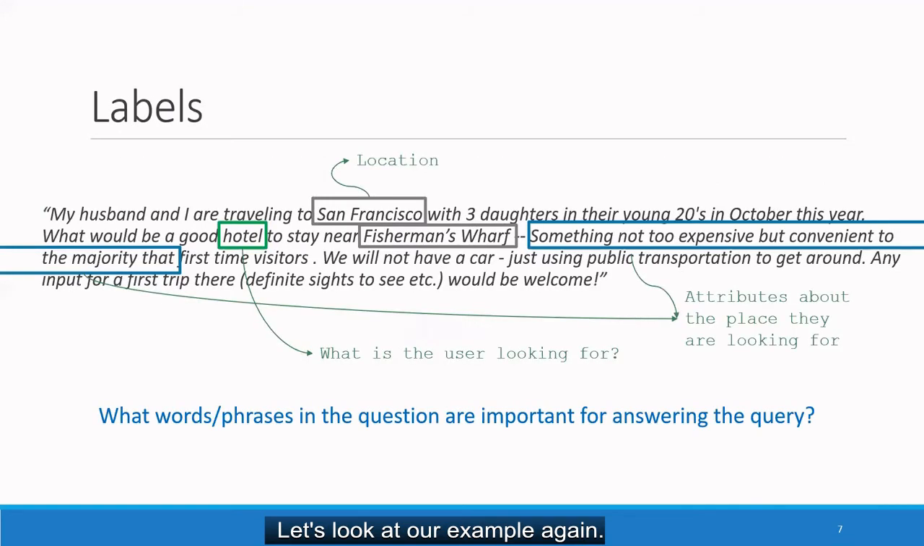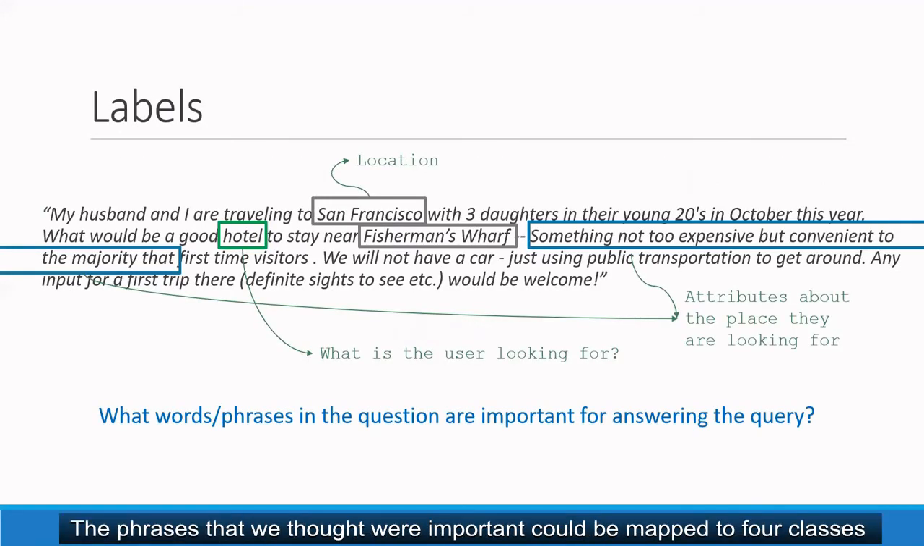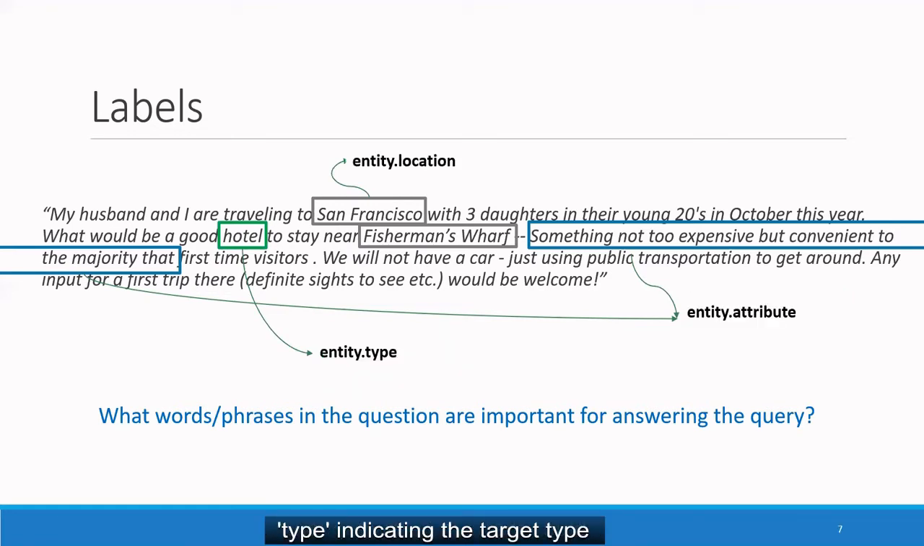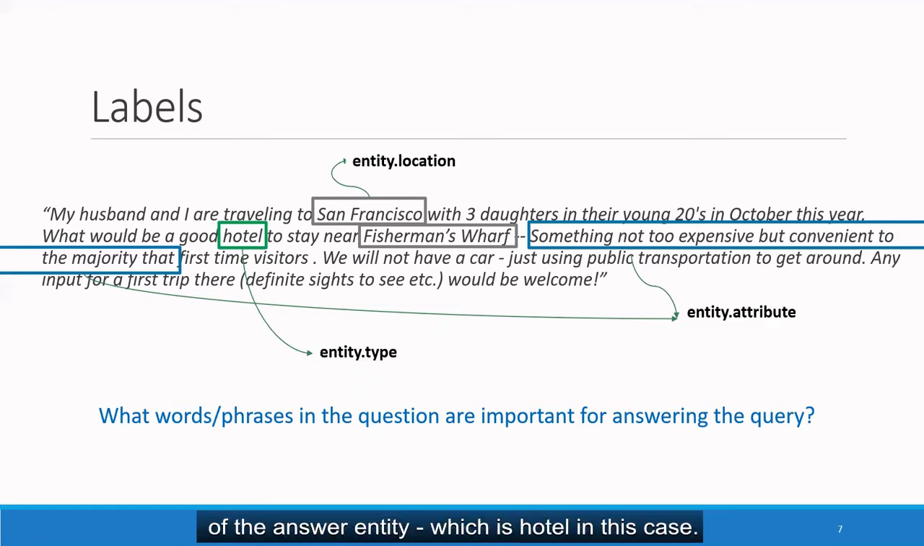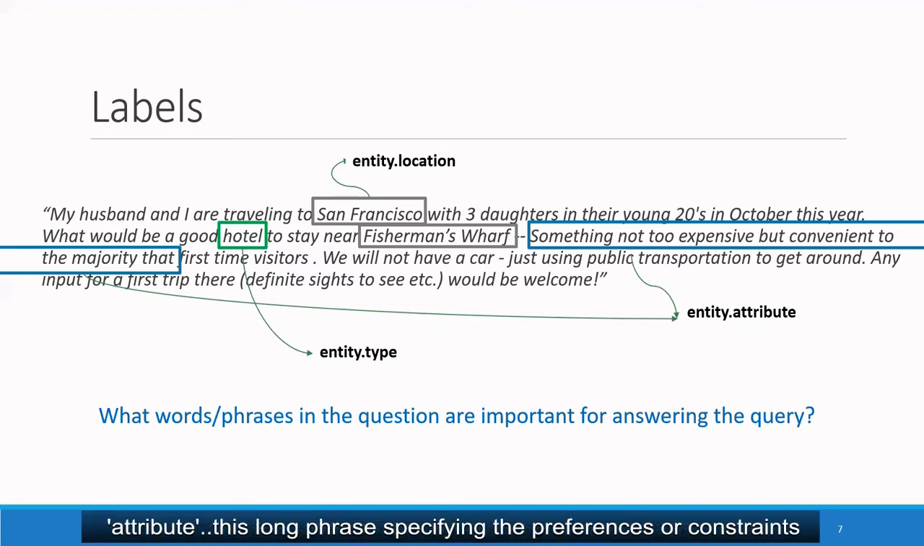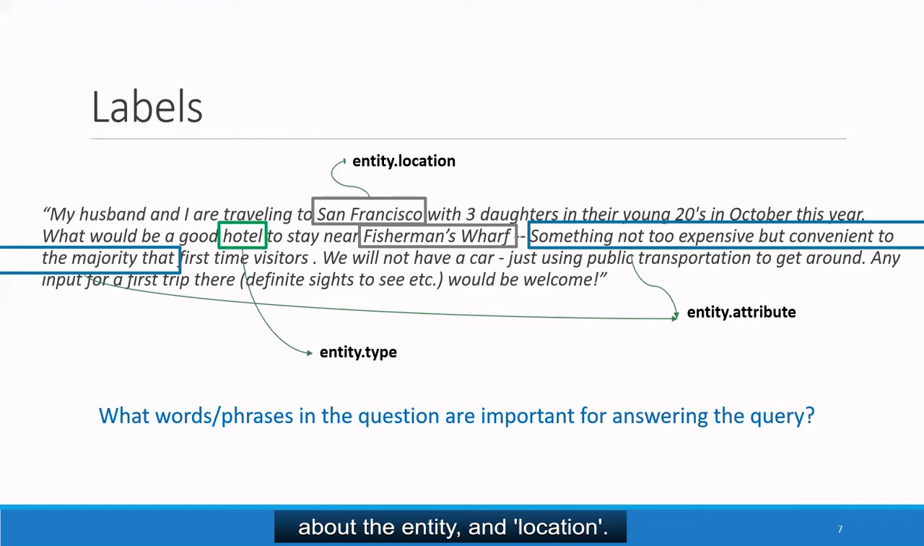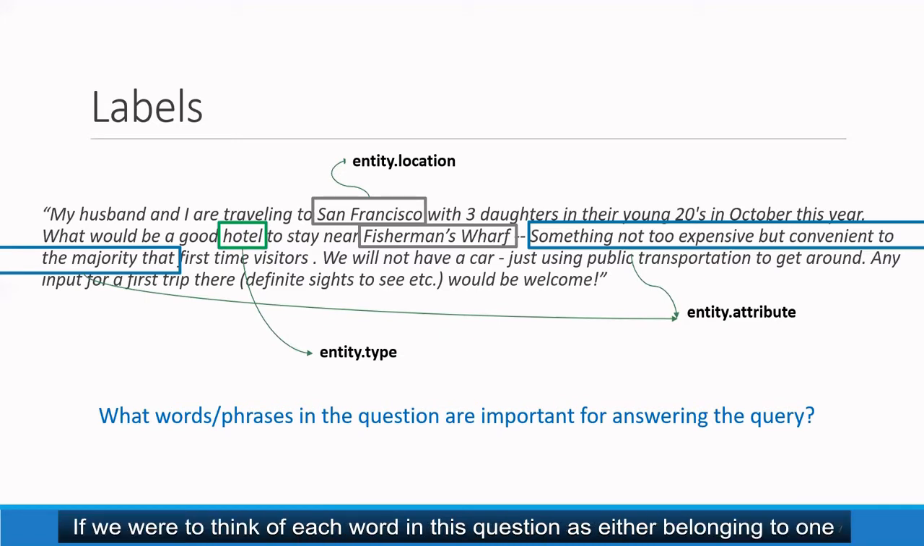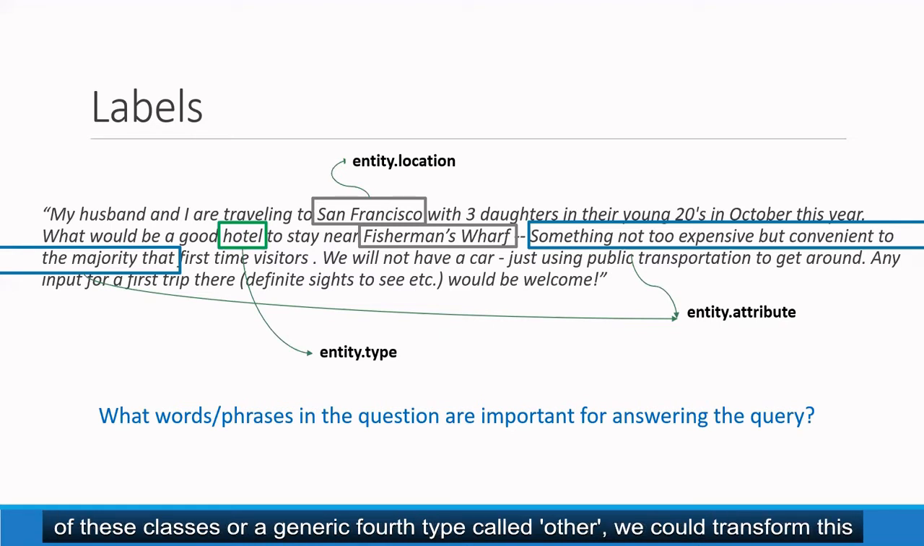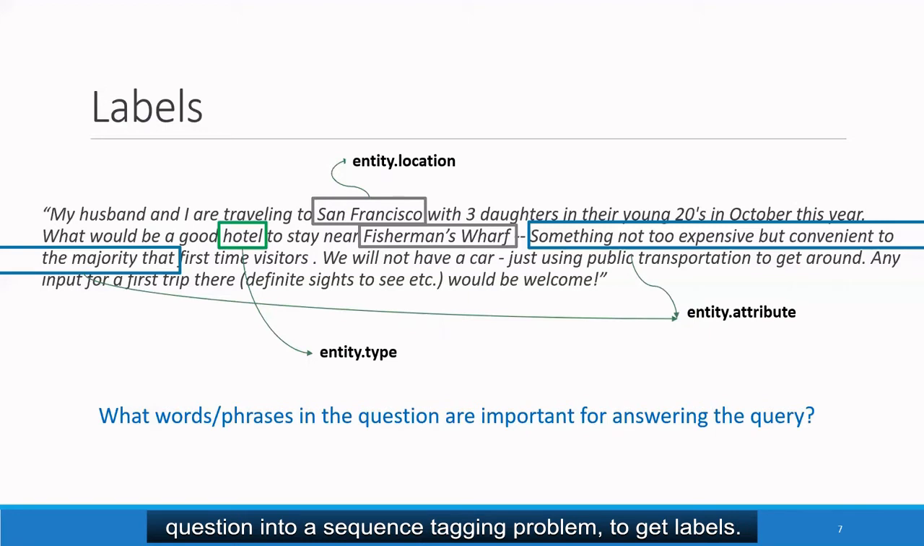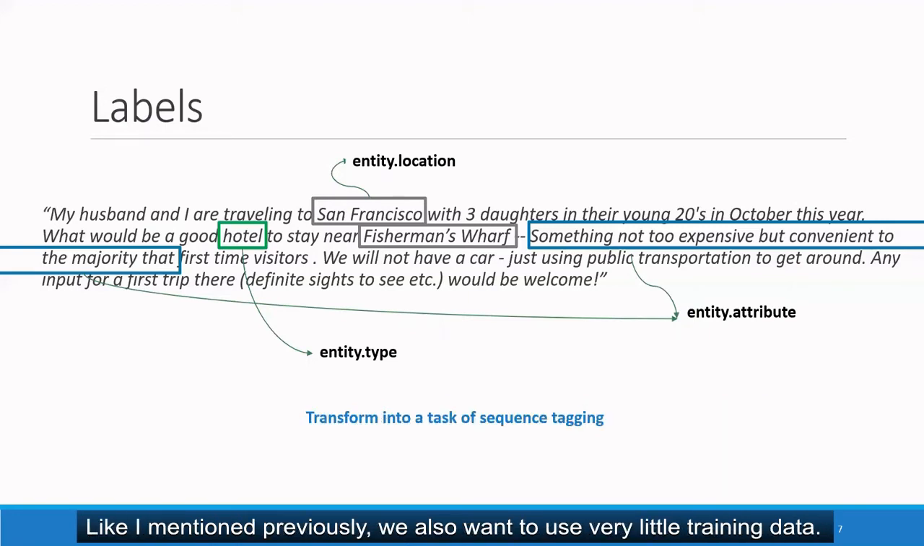Let's look at our example again. The phrases that we thought were important could be mapped to 3 open classes. Type, indicating the target type of the answer entity, which is hotel in this case. Attribute, this long phrase specifying the user preferences or constraints about the entity. And location. If we were to think of each word in this question as either belonging to one of these classes or a generic fourth type called other, we could transform this question into a sequence tagging problem to get labels.